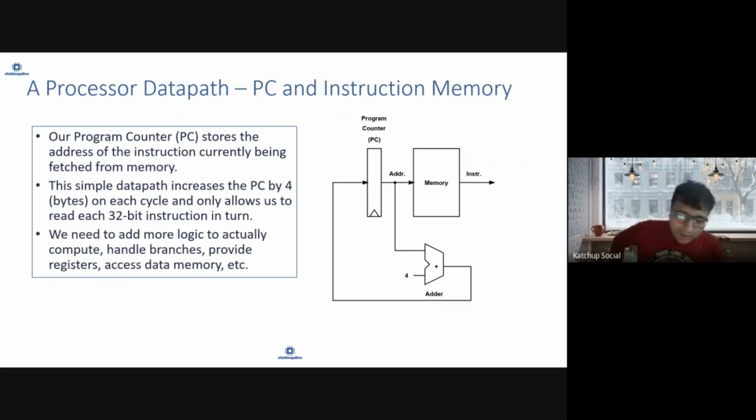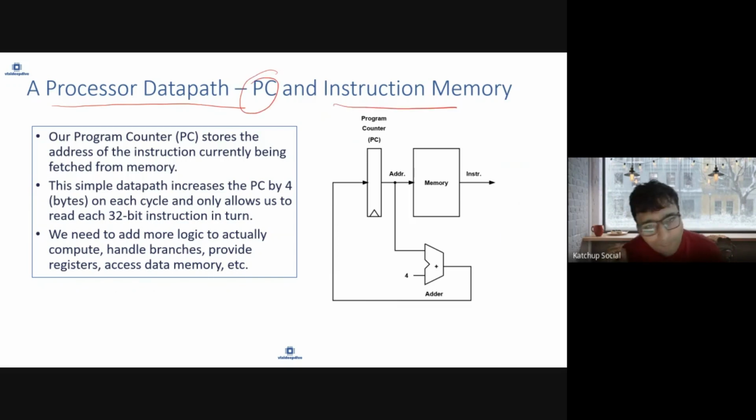Now let's start designing it. So we talked about instructions. Now let's go to a little bit lower abstraction level and start designing. Okay, so now we'll first design the processor data path. What is the processor data path? It will have what is known as the program counter and your memory.